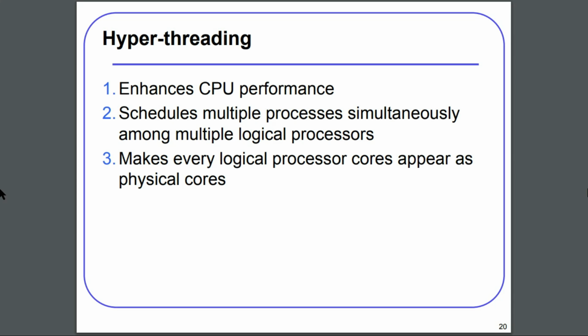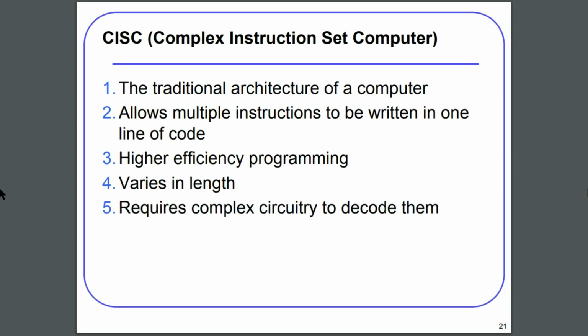So what is hyperthreading in the computer system? It enhances CPU performance, schedules multiple processes simultaneously among multiple logical processors, and makes every logical processor core appear as a physical core. And what is CISC, complex instruction set computers? The traditional architecture of a computer allows multiple instructions to be written in one line of code. High efficiency programming, variance in length, requires complex circuitry to decode them. So let's move to the next slide.